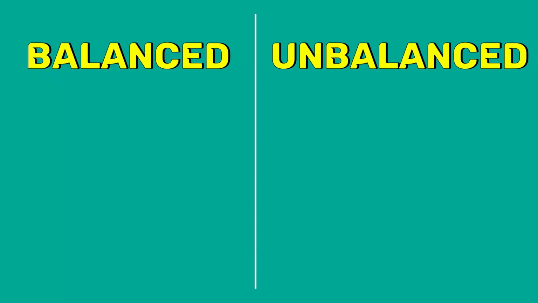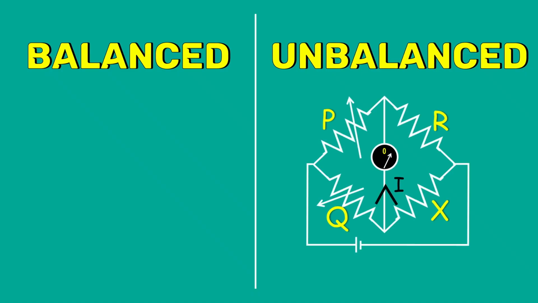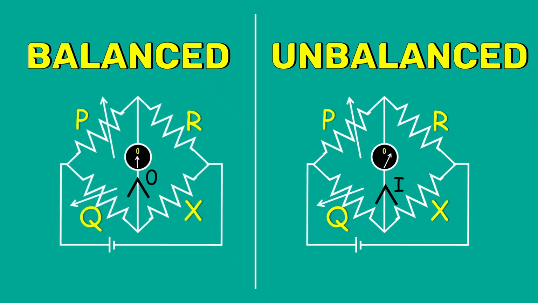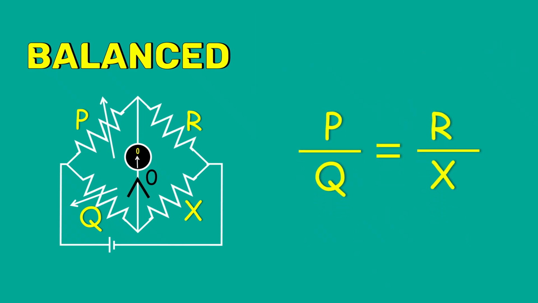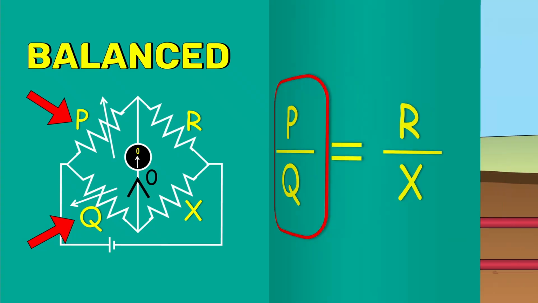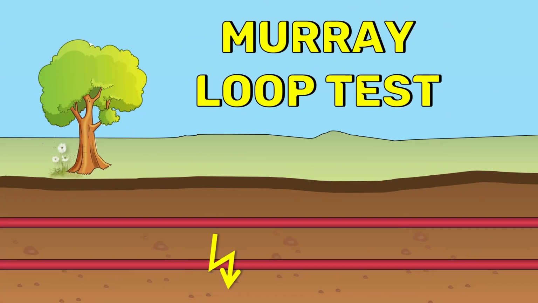We have balanced and unbalanced conditions in this Wheatstone bridge. The bridge is said to be unbalanced when the current flows through the galvanometer and is said to be balanced when no current flows through the galvanometer. In the balanced condition, the ratio of these resistances will be equal. Therefore, a balanced condition can be achieved by adjusting the variable resistances. Now, let's see the Murray loop test.